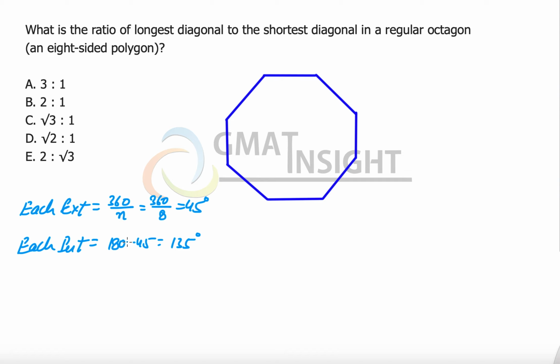Now let's quickly draw the smallest and the largest diagonals whose ratio we have to find out. So we join these two lines first. Let me also mark the name of this polygon, A, B, C, D, E, F, G, H. So the shortest will be, we just leave one vertex and then we join it with the next vertex. So AC becomes the shortest. Let me write it down. AC is the shortest diagonal.